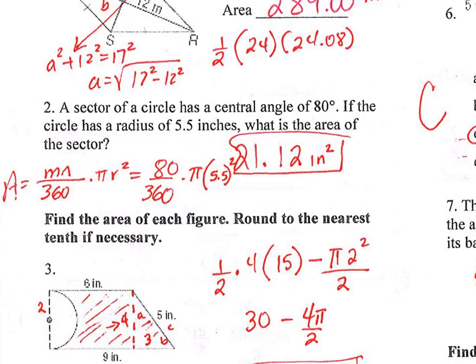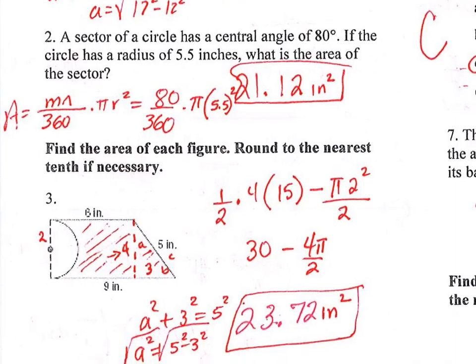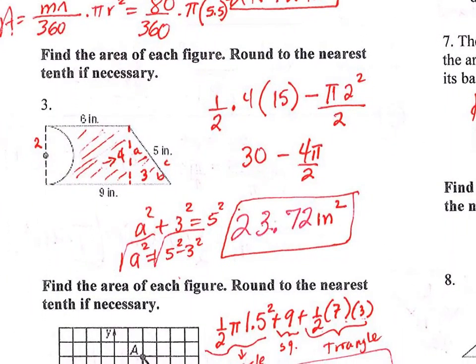Now, problem number 3. In number 3, you need to get the area of the trapezoid. So it's 1/2 times base 1 plus base 2, which is 15, and then times the height. The question is, how do I get the height? Well, 9 minus 6 is 3. So it's 3 squared plus a squared equals 5 squared. Then you subtract 3 squared and take the square root of that. So the square root of 16 is 4. So the height is 4.